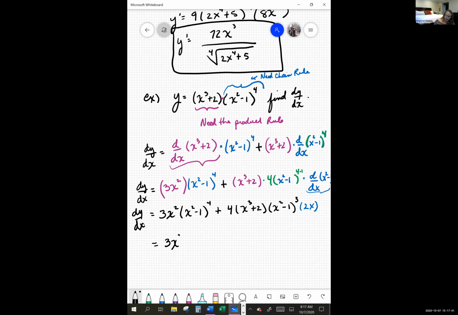So we got 3x squared all times x squared minus 1 all raised to the 4th plus, I'm just going to pull this 2x in front because it doesn't matter the order that we multiply things, and multiply it by the 4. So 4 times 2x, this is an 8x, all times x cubed plus 2, all times x squared minus 1 to the 3rd.